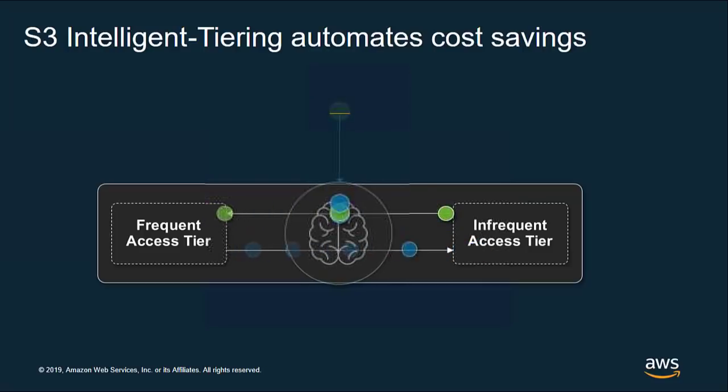The frequent tier is priced the same as S3 standard. The infrequent tier is priced the same as standard infrequent access. So the more of your data that's not accessed, the more moves to infrequent access and the less you pay for storage. So you can achieve about 40% savings by using intelligent tiering when the data moves to that infrequent access tier.